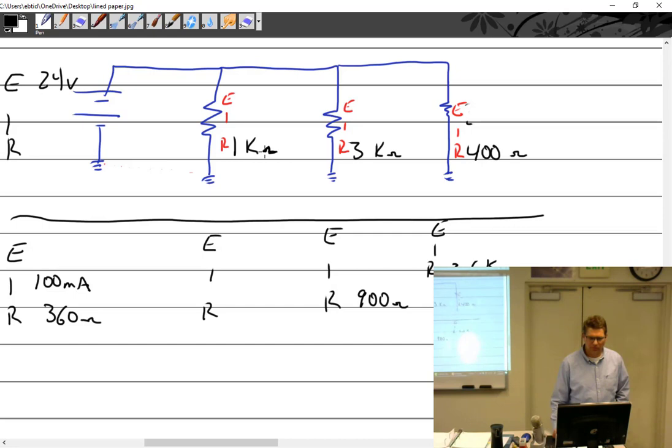What is that? The last one is 3.6K. This is a whole nother problem down here. You guys are already working on the second problem? Who's ready to work the first? Who's not ready to work the first?